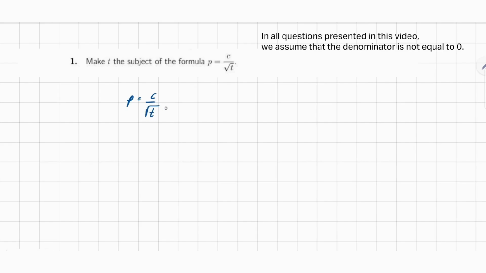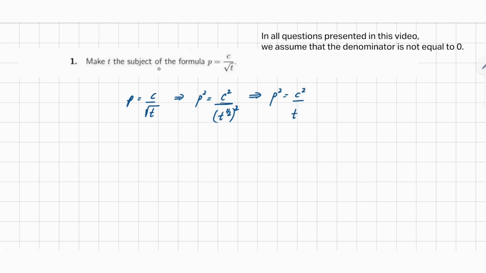For this, we need t. We can square up both sides of the equation. That gives us p squared, c squared, and square root of t can be written as t to the power half squared. Gives us p squared equals c squared over t.